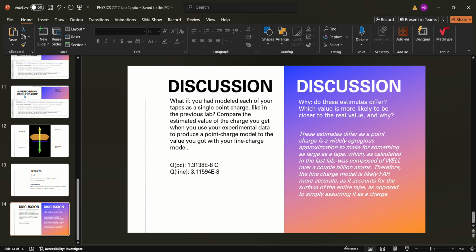So these estimates differ as a point charge is a widely egregious approximation to make for something as large as a tape, which, as calculated in the last lab, was composed of well over a couple billion atoms. Therefore, the line charge model is likely far more accurate, as it accounts for the surface of the entire tape, as opposed to simply assuming it was a single charge. So it's accurate because it's actually accounting for the fact that it's tape and not a point charge, if that makes sense.